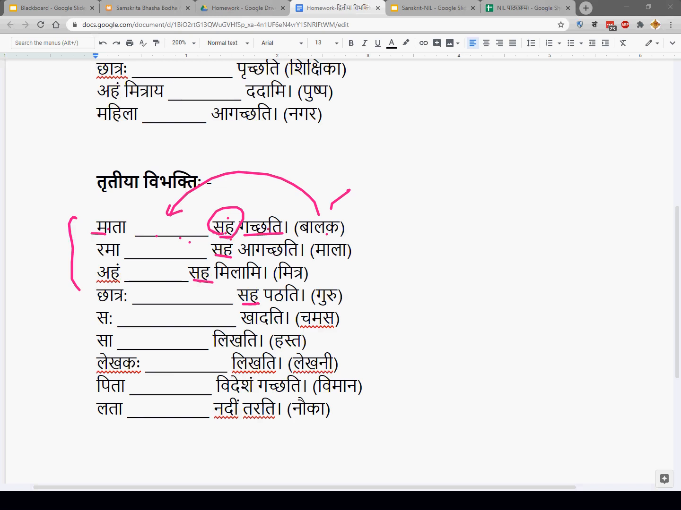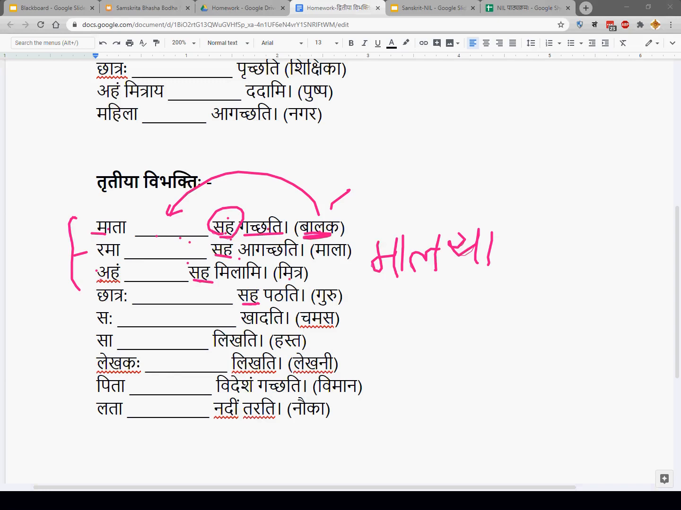So when the action is being performed with somebody, both are performing the same action. That means Mata and Balaka, both are going. Then we can use this kind of sentence with saha, and the second noun, who is performing the action, will be in the Tritiya Vibhakti, the third case ending. So Rama Malaya. We already know Mala becomes Malaya. So we put Rama Malaya saha agacchati.